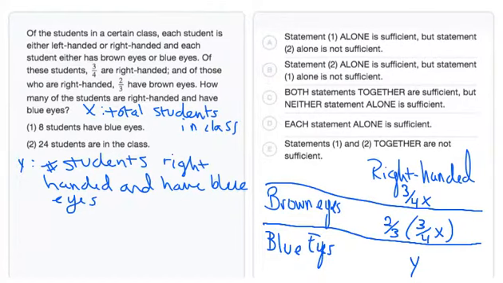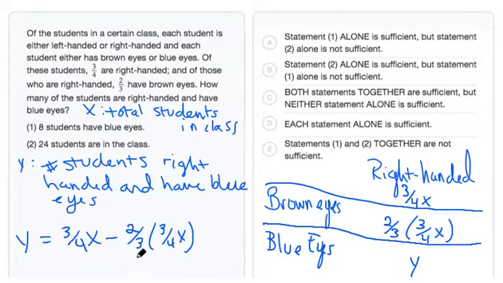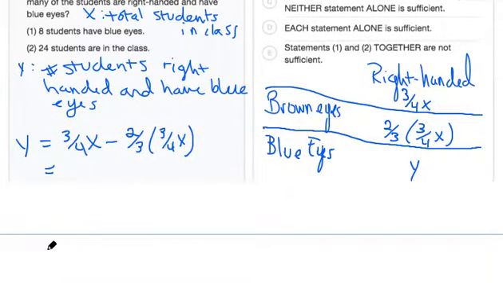Now the question asks us whether we have enough information to determine Y. The value of Y is actually equivalent to 3/4 times X minus 2/3 times 3/4 times X. And if we simplify this, scrolling down a little bit, we'll end up with 3/4 X minus 1/2 X, which will equal 1/4 times X. So as long as we know the value of X, we should be able to determine Y.